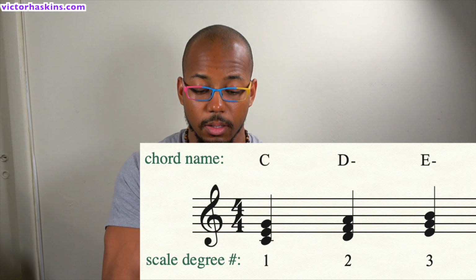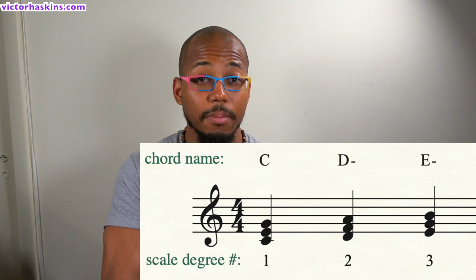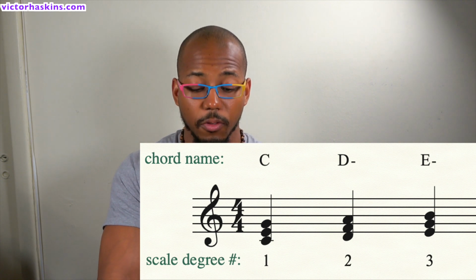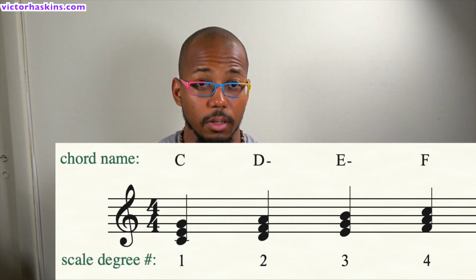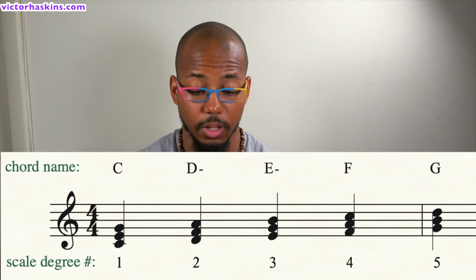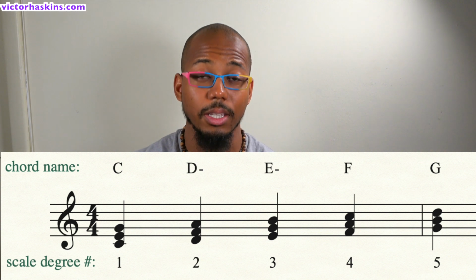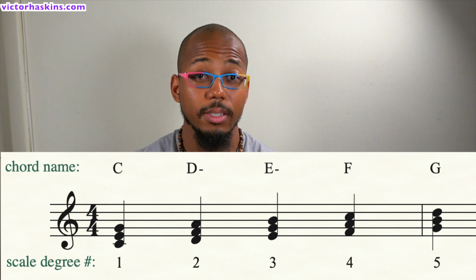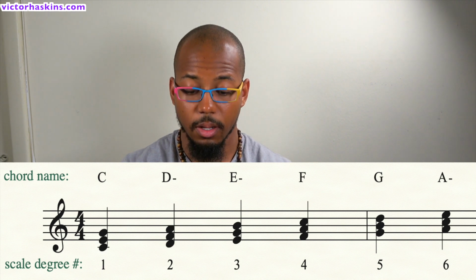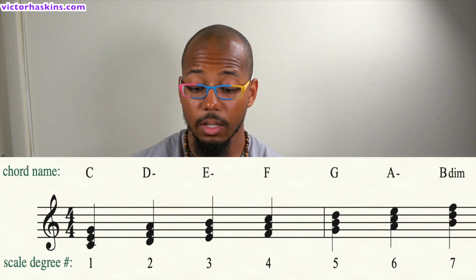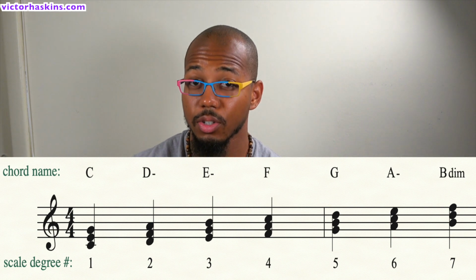Okay, so once again to review, first scale degree triad, C major triad. Second scale degree triad, D minor triad. Third scale degree triad, that's E, that's G, and that's B. That's an E minor triad, okay? Our triad based off of the fourth scale degree, F, A, C. It's an F major triad. Our triad based off of the fifth scale degree, that's G, that's B, that's D. That's a G major triad. Our triad based off of the sixth scale degree, that's A, that's C, that's E. It's an A minor triad. And then the triad based off of the seventh scale degree, B, D, F, a B diminished triad.